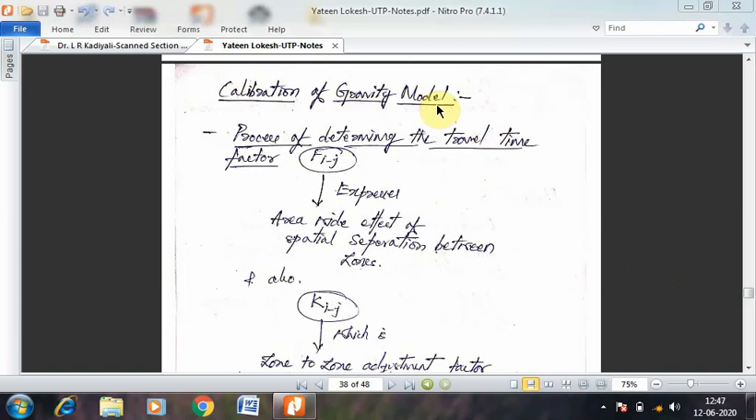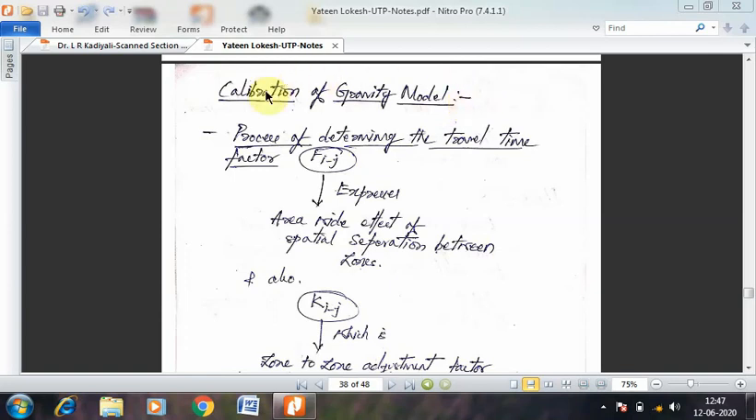Now, whenever you have a gravity model to be used for the trip distribution process, these models need to be calibrated to the place where you are thinking of doing the planning. And hence those models or equations need to be calibrated, which includes certain factors to be replaced or improvised depending upon the situation that is there in terms of travel. So the process of determining the travel time factor as well as the adjustment factor, which is the zone to zone adjustment factor, need to be done.